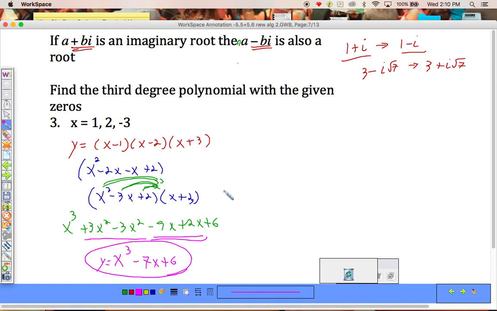All right, we did this on the quiz, we've done this. When we have a solution, we put the opposite into the factor and FOIL.